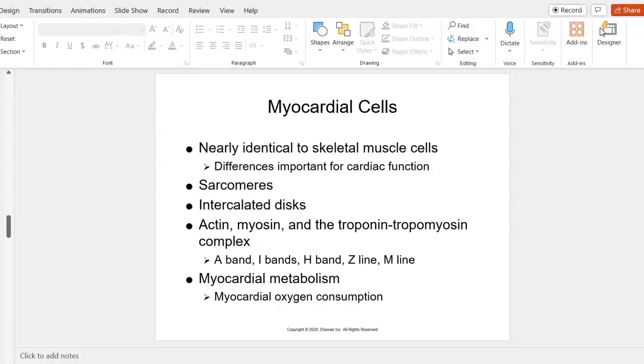We'll look at that in a minute. Intercalated discs are those discs in between the Y-shaped cells that allow ions to flow from one to the other. Actin and myosin are the tiny fibers in these Y-shaped cells that allow the myocardial cell to contract and shorten. They're highly metabolic. They're going to use a lot of oxygen.